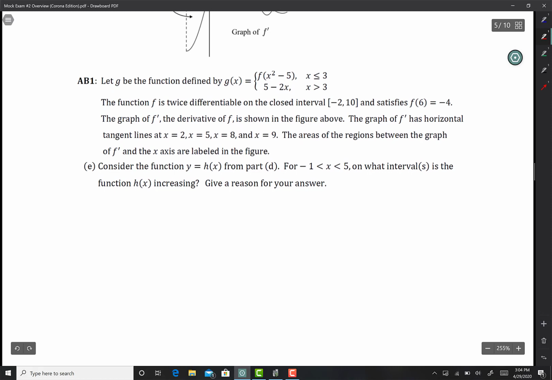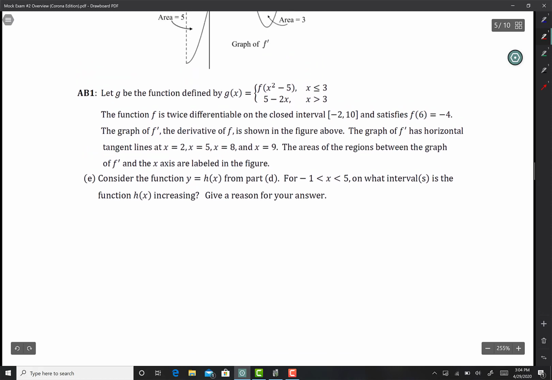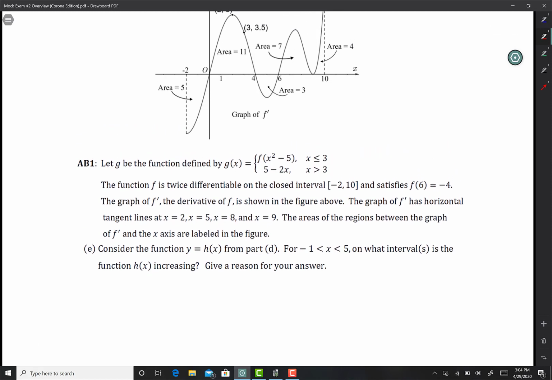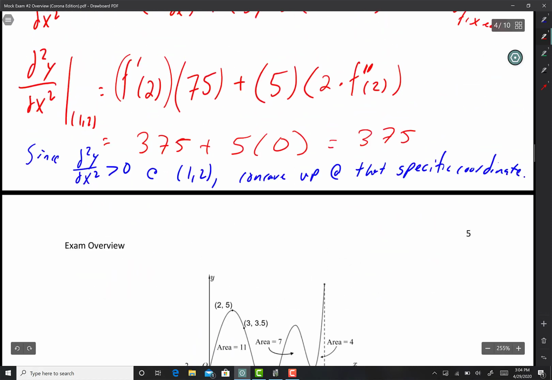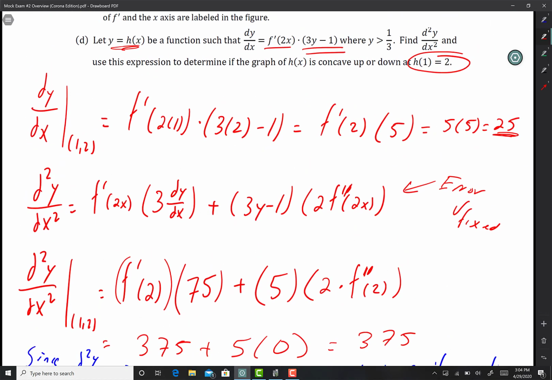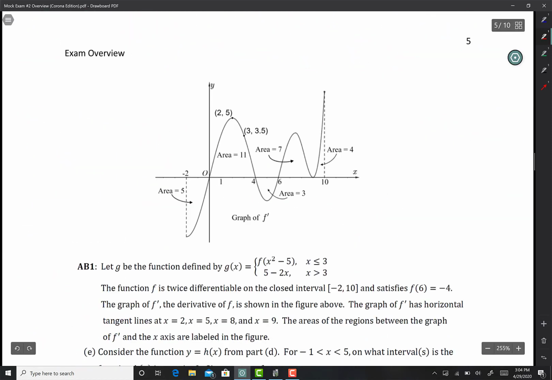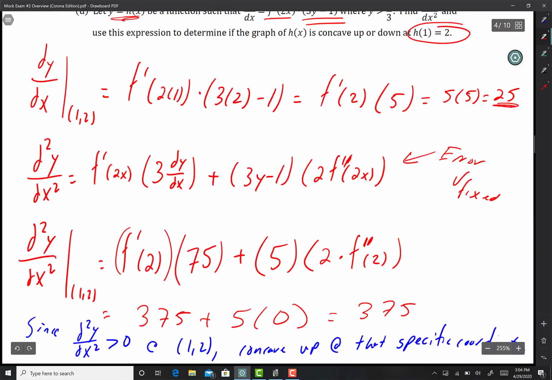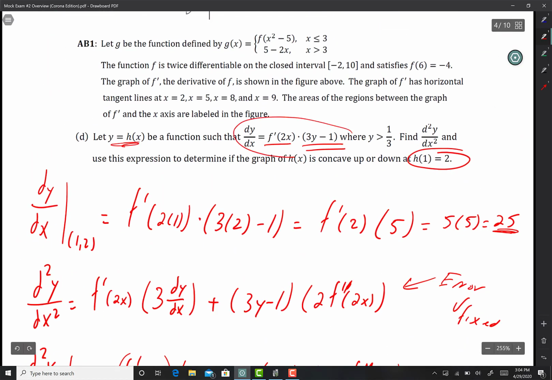Letter E. It says, consider the function in part D between -1 and 5. On what intervals is the function h of x increasing? All right, that's simple. H of x is increasing whenever the derivative is positive. So let's see. Let us talk about dy/dx. Dy/dx is equal to, and I have f prime of 2x times (3y minus 1) from up here.